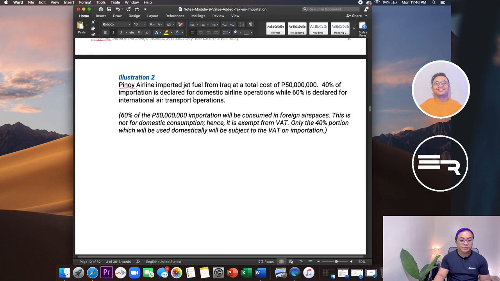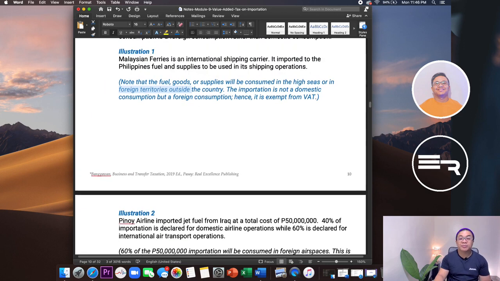Number 2. Sige, ano ba yung problem sa illustration 1? Malaysian Ferries, international shipping carrier. It imported to the Philippines fuel and supplies to be used in its shipping operations. Okay? Although nag-import siya sa Philippines, pero ginagamit niya din sa shipping operations niya, which is international. Hindi lang siya limited. Pag ganito yung problem, syempre parang for foreign consumption yung pagbili mo. Okay?